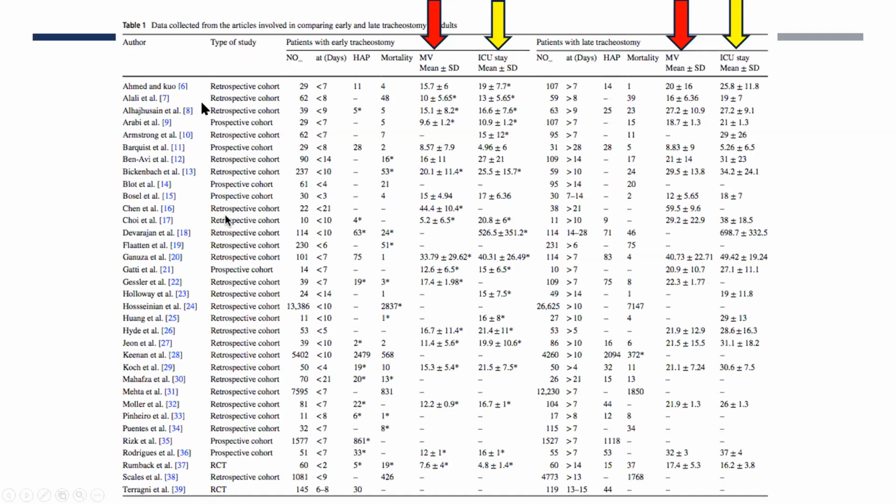I'm not going to go over this, but mechanical ventilation means here, you can see pretty much across every study, much lower in the early tracheostomy, which is this left group, versus the right group. So 20 days, 15 days, 5 days, 29 days, etc. And same for ICU stays, the yellow column here.